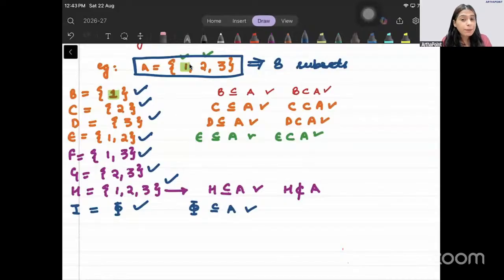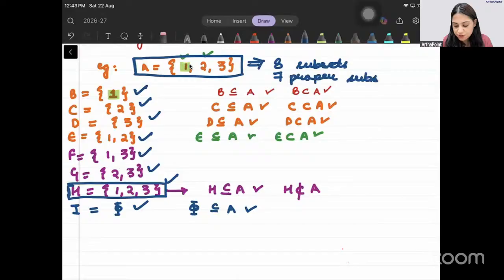And how many proper subsets? Proper subset means we have to remove the subset which is equal. Which subset was coming equal? This H. H was coming equal to A. So if I remove this H, then I am left with 7. So there will be 7 proper subsets.